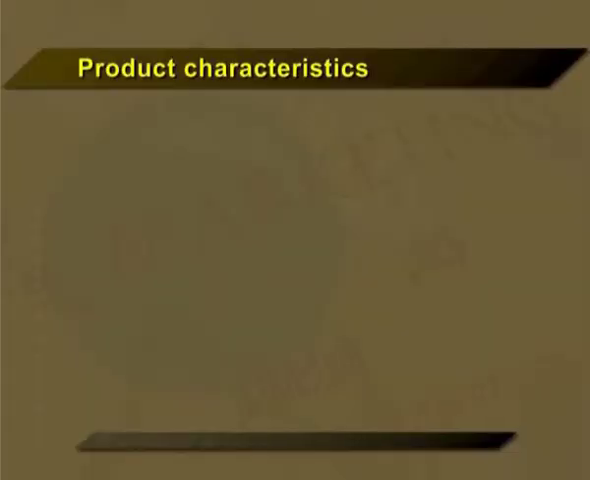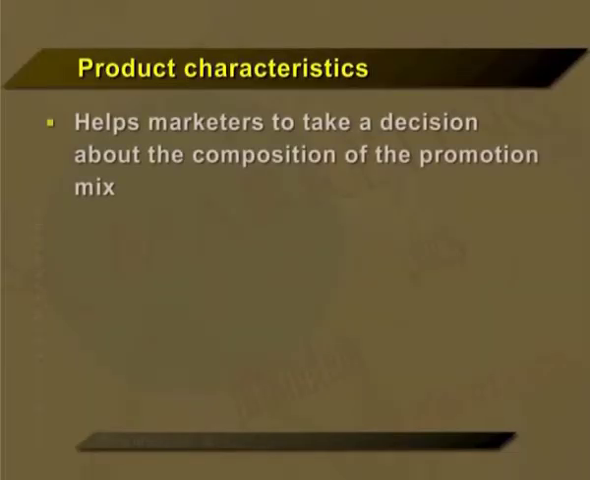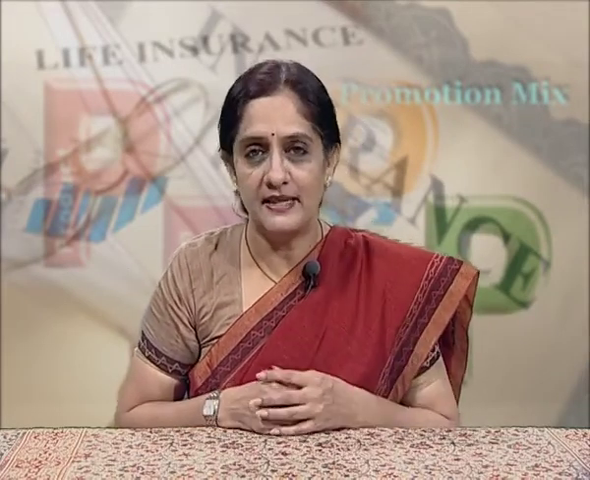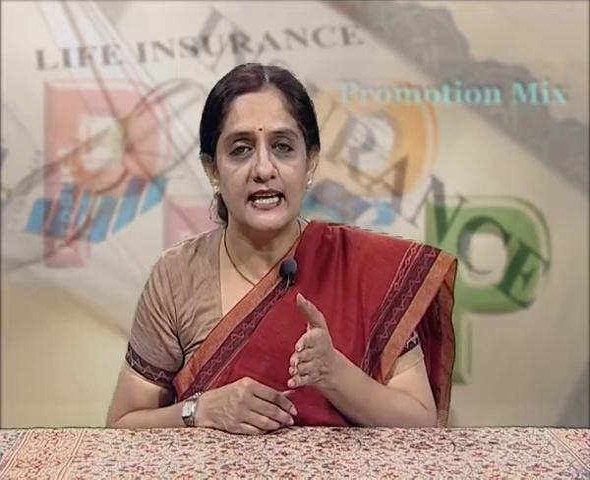The next factor is product characteristics. Product characteristics also help marketers to take a decision about the composition of the promotion mix. Personal selling is effective for promoting industrial products, whereas advertising is effective for promoting consumer goods. In case of service organizations, including insurance companies, advertising and personal selling are the most suitable methods for promoting their product.